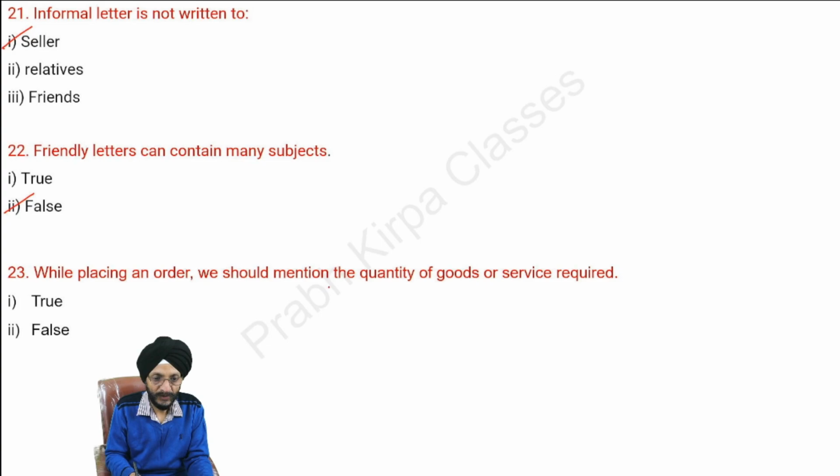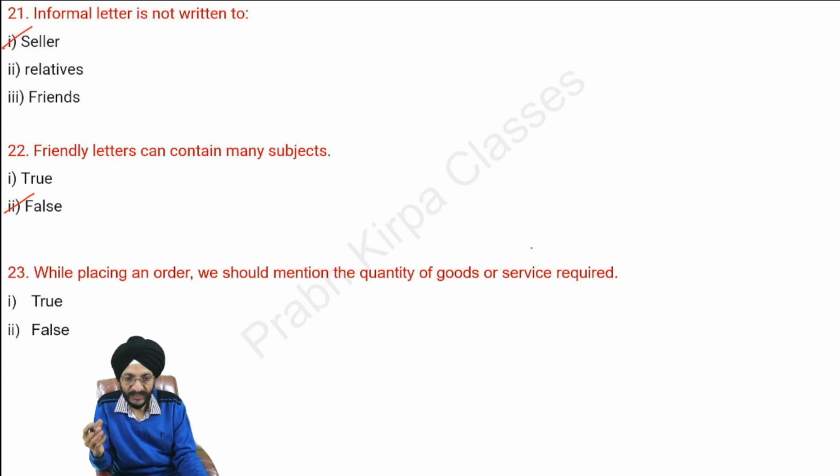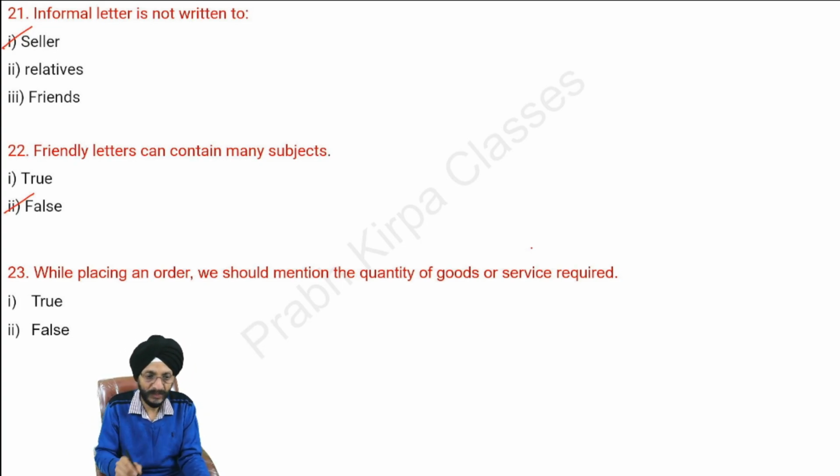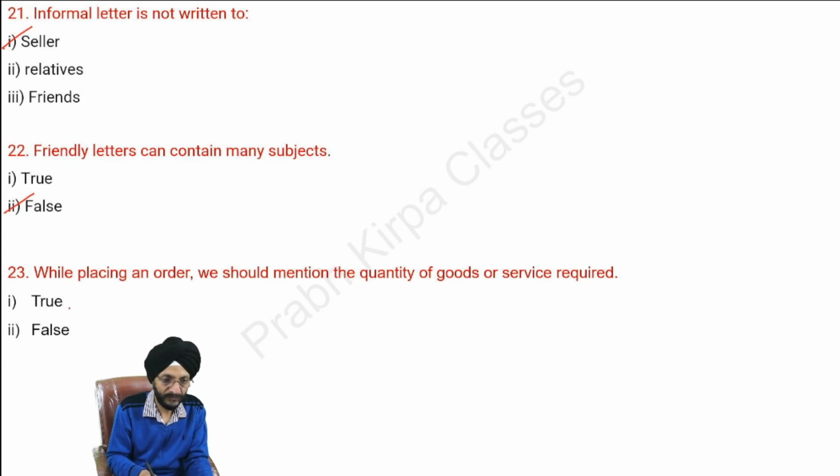While placing an order, we should mention the quantity of goods or services required. Yes, we should mention. While purchasing, suppose we want to purchase a television, we will have to mention we want one set of television or one refrigerator, or if we want mobile connection services, we will mention that we want to avail the services of mobile connections. So we will have to quantify the same. So the answer is correct.